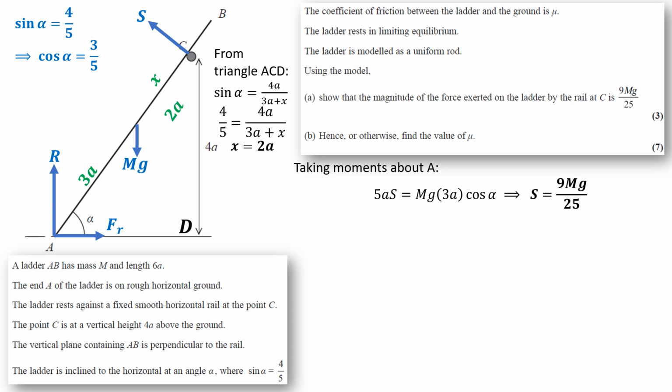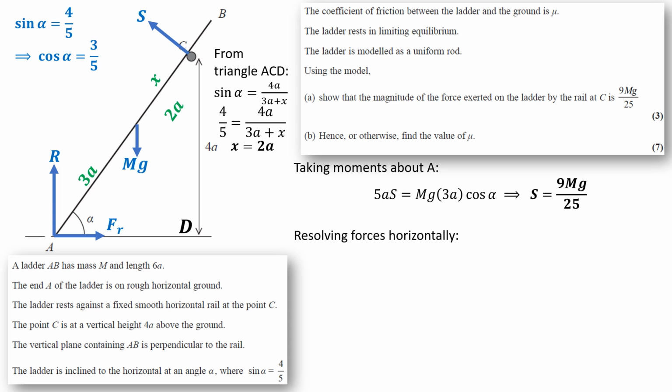Or you can work out how much of the weight force is pulling into or perpendicular to the rod, and that's going to be mg cos alpha. Either way, there's a cos alpha in there. You're going to need to either multiply mg cos alpha by 3a or multiply 3a cos alpha by mg. So you get the same thing in the end. And when we replace cos alpha with 3/5 and simplify, we get S equals 9mg over 25, which, as it happens, is exactly what they told us they wanted to find.